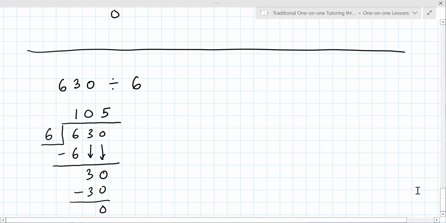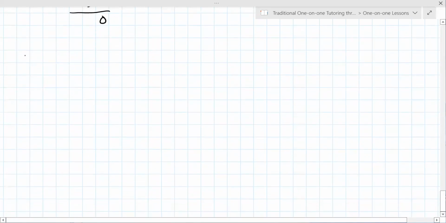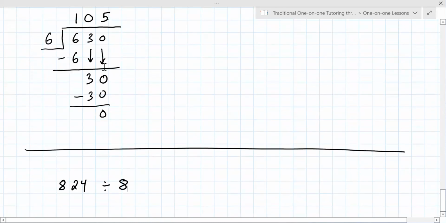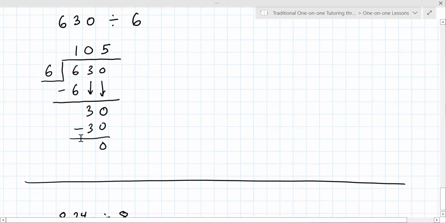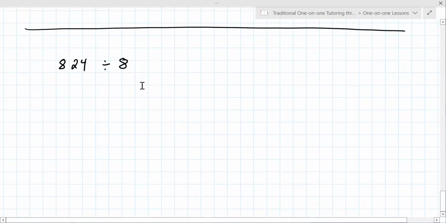Okay, let's try one more. I really want you to be able to get this, Michael, and I know you can. Okay. Let's go 824 divided by 8. Actually, I'm sorry. Did you get all this down in your notes? Yes. You did? Okay. I know you can do this problem. Please give this one a try. Please try to do it exactly the way we've been doing it.